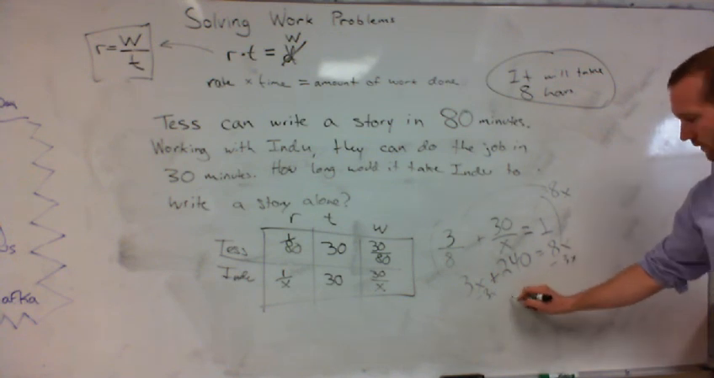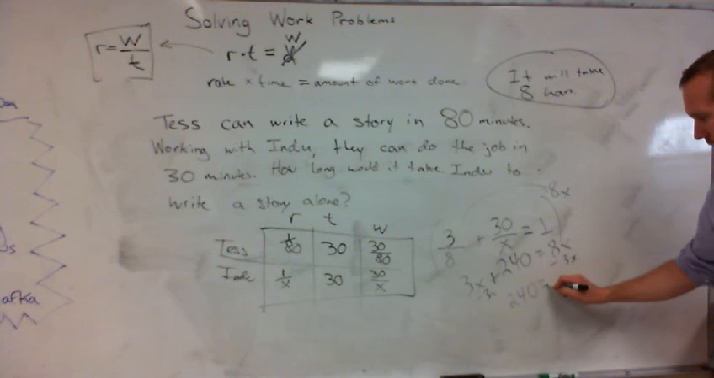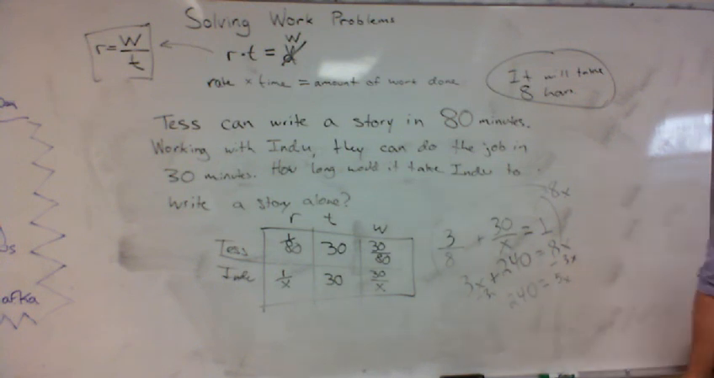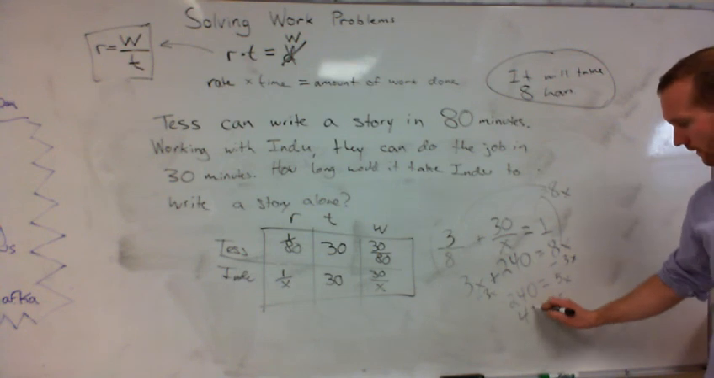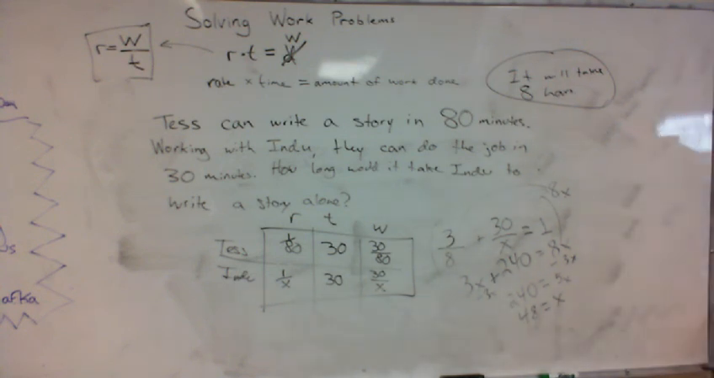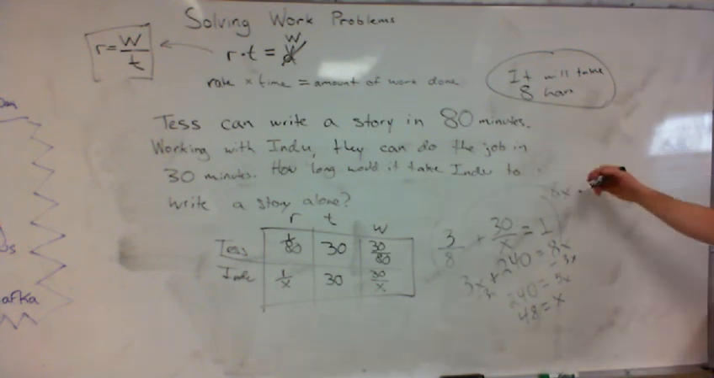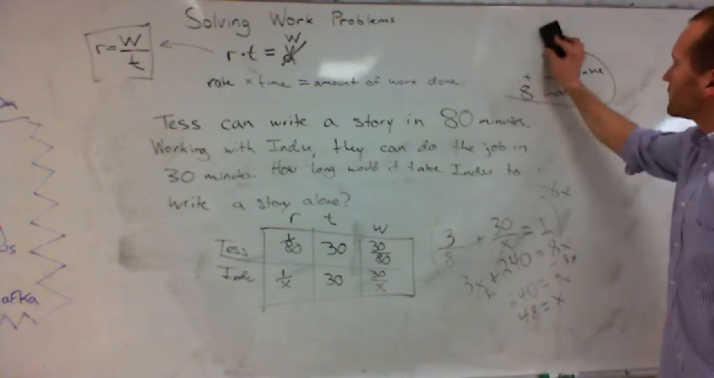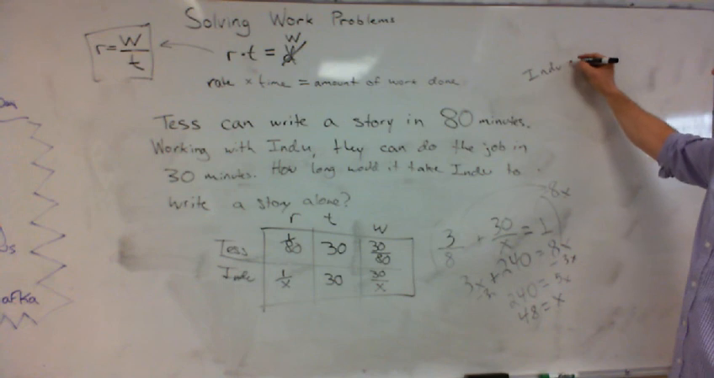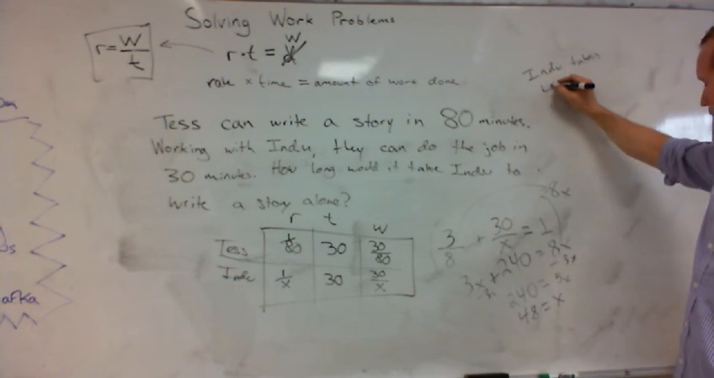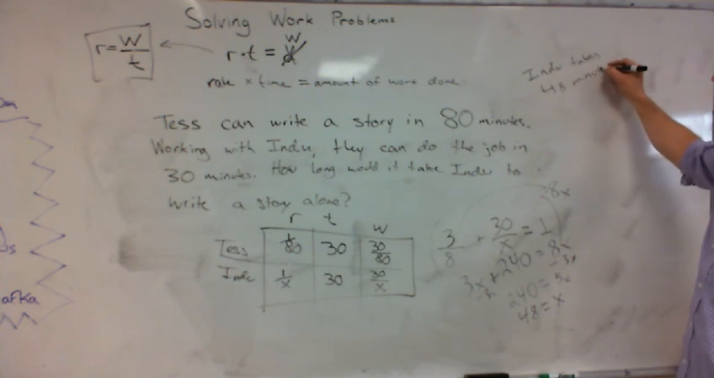240 equals 5x. And then you divide it by 5. What's 240 divided by 5? 48. Alright, how long does it take Indu? x equals 48. Good. Well, minutes, not hours. And this is minutes, right? I can't write a book in 48 hours. So Indu takes 48 minutes to write a story.